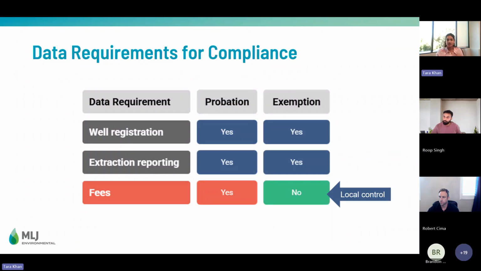So what I'm trying to say here is you will have to do the data management anyway. The difference here is fees and local control. So that's kind of the difference between voluntary data management versus mandatory data reporting that goes to the state. So in one case, it stays local. In another case, it goes to the state. That's not the only reason why somebody would be under probation, but it definitely was an enabling factor for this one GSA to achieve exemption.